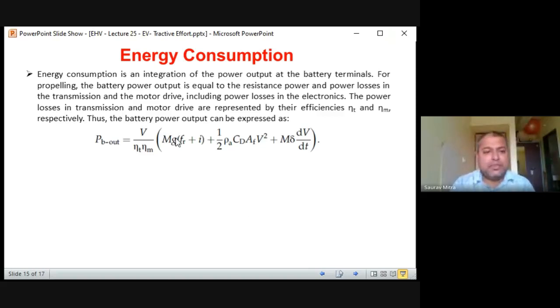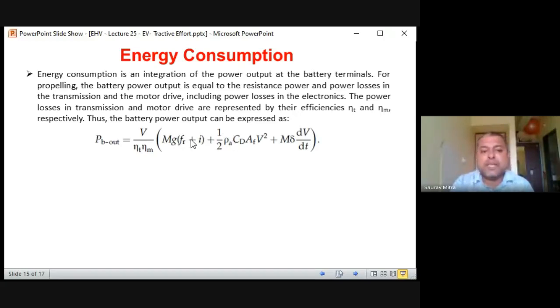So for these first two terms, what is PB out, how much is the output power? For propelling, that means taking the car ahead, the battery power output is equal to the resistance power and power losses in the transmission and the motor drive, including power losses in the electronics. Power loss in the electronics is not shown here. For running the lights, AC and other things, there are also some losses. In yesterday's lecture we saw a hoteling kind of loss, the hotel environment loss. That is not shown here. Here we have shown only gradability, rolling resistance, and the aerodynamic resistance.